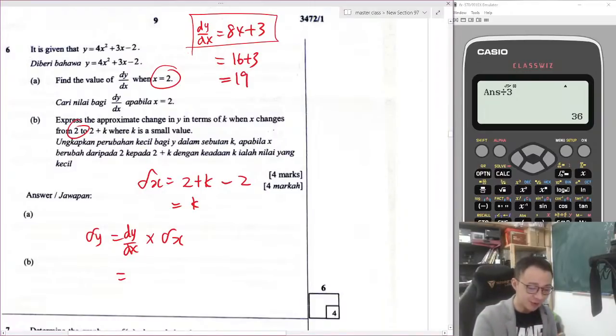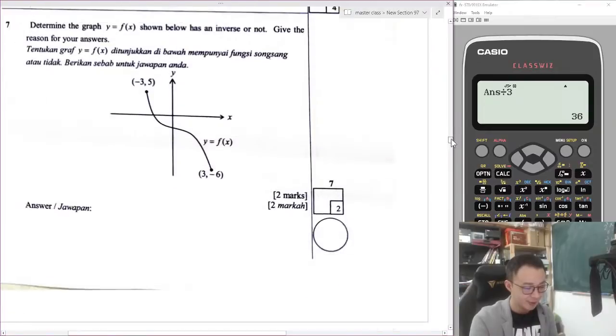Alright, then it's the same thing, I can just sub 19 from part 1 and multiply k. Oh, done already, it's just 19k. Alright, so it's very easy, this format. Next question.